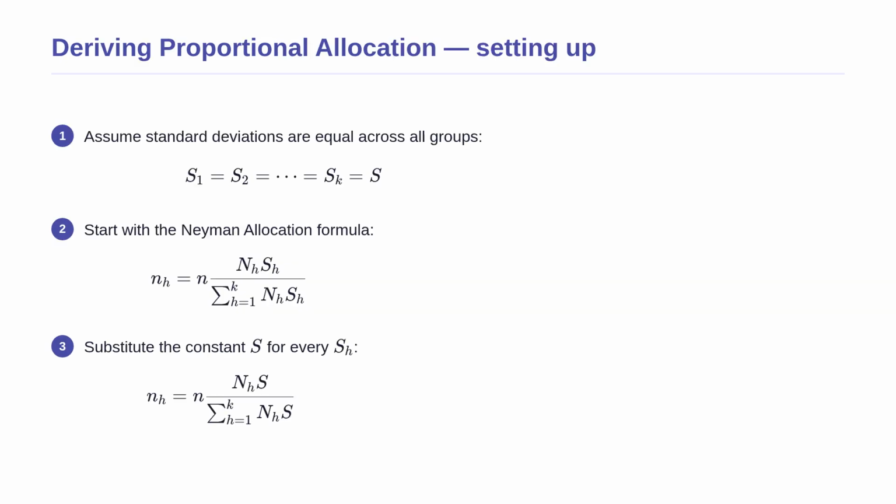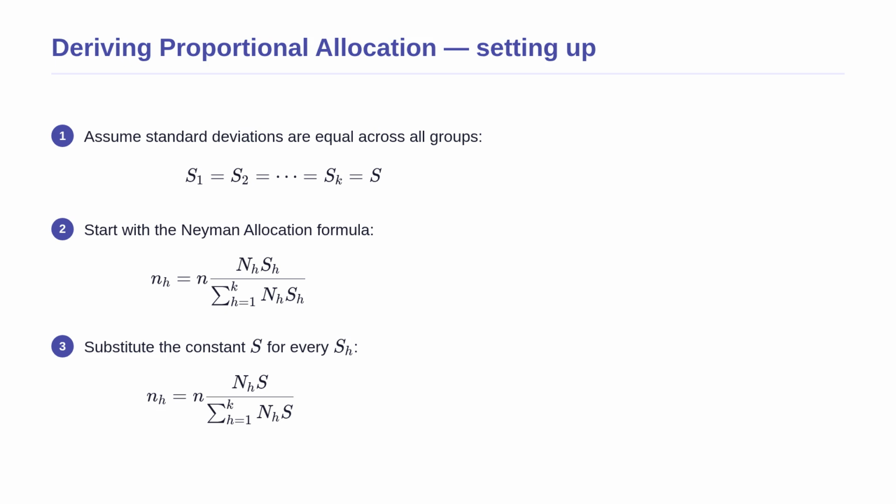Let us prove what happens under this condition. We are setting out to show how the complex formula simplifies. We start by defining our specific condition. The standard deviation for every single group is exactly equal to a single constant value, which we will just call capital S. Next, we take our standard Neyman allocation formula, which normally relies on different standard deviations for each group.